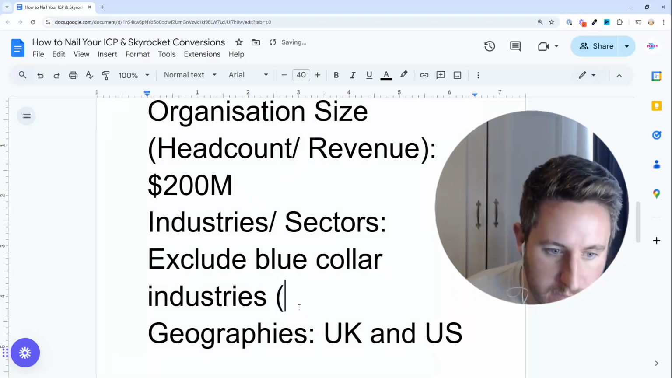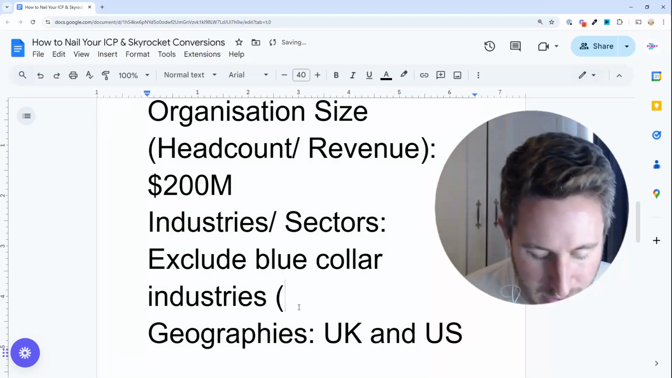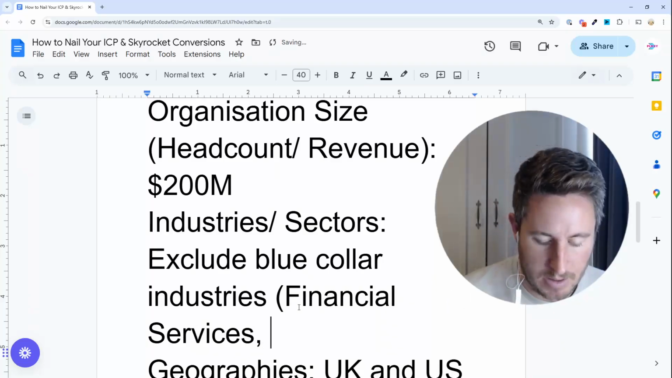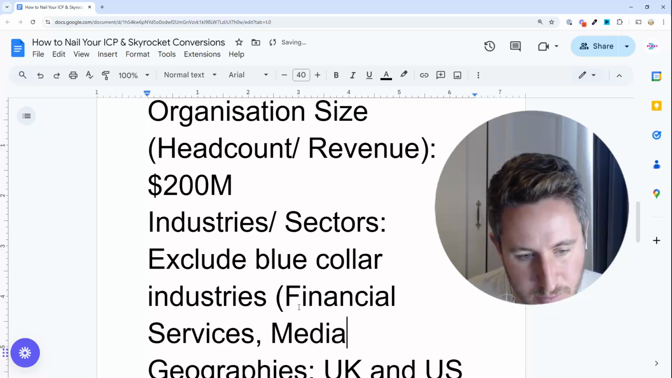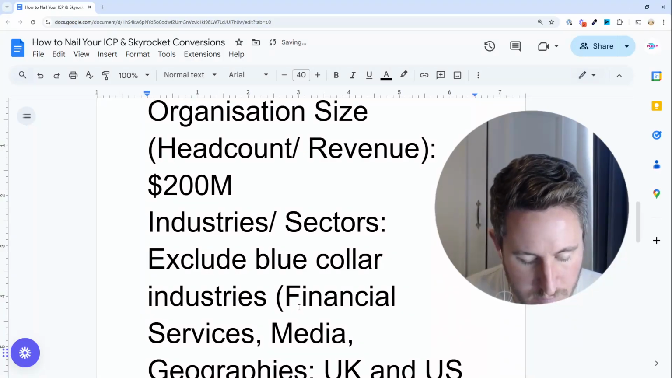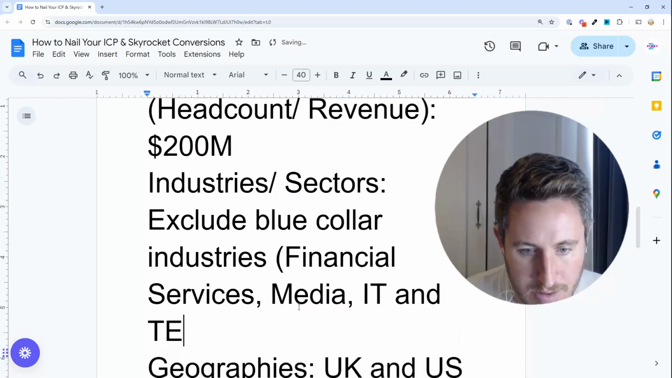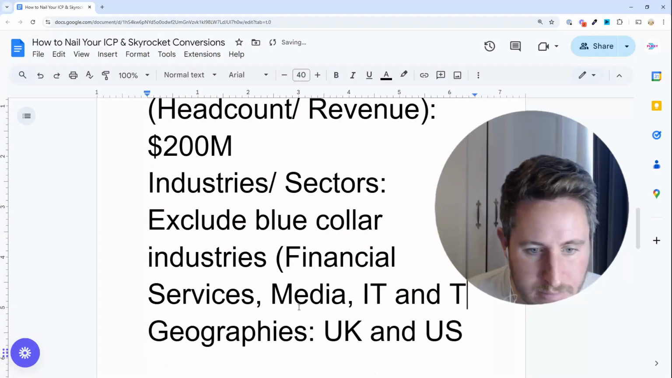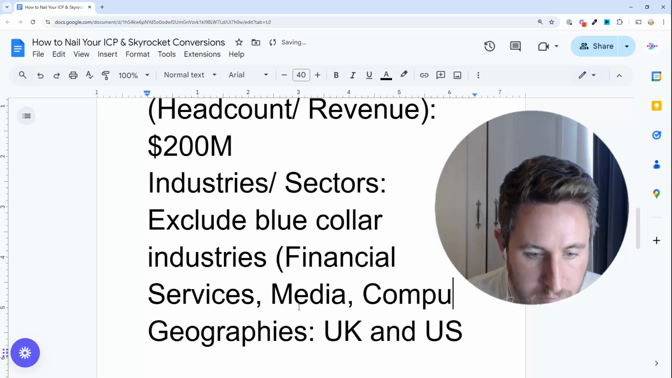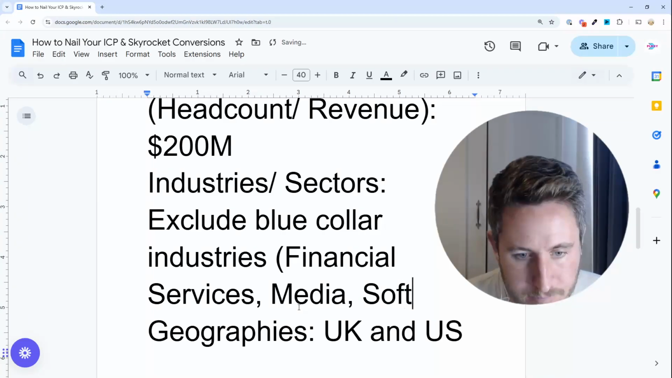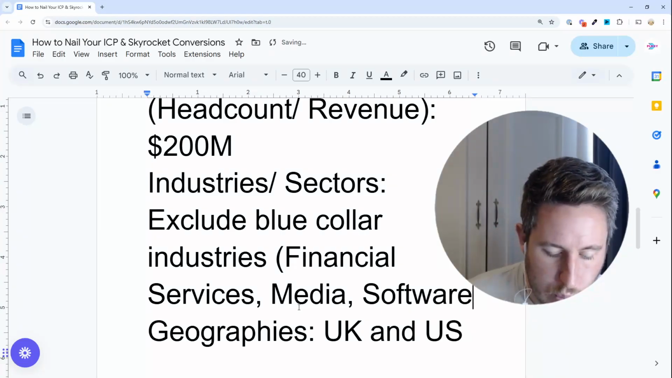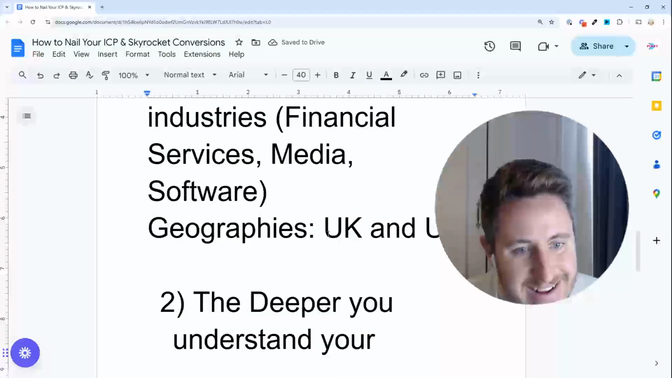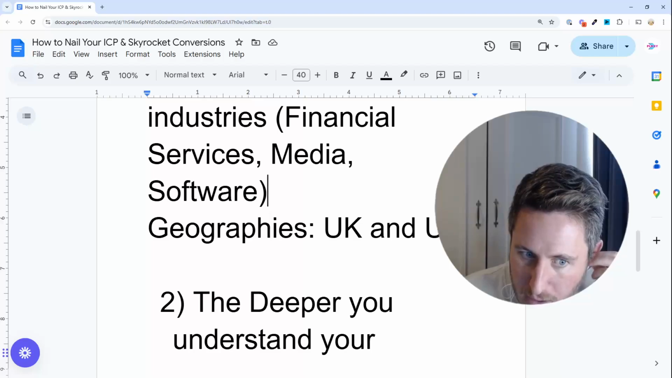So I'm just going to, for my own clarity, exclude financial services. I'm just going to exclude media. I'm going to exclude IT and tech. Yes. Let's just go computer software. Your typical blue collar industries we're going to exclude from there. And we're targeting the UK and the US.